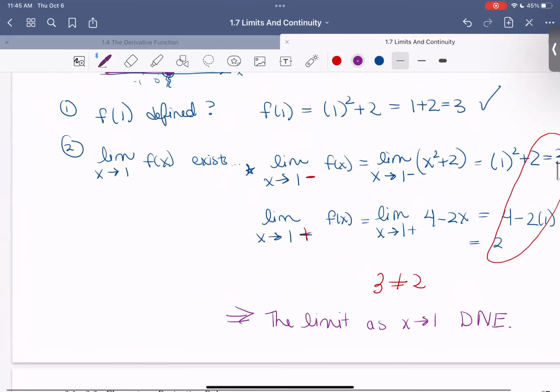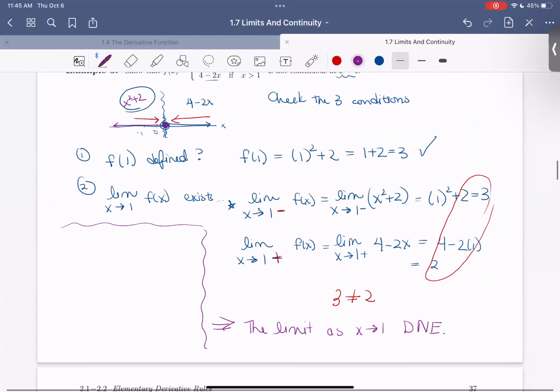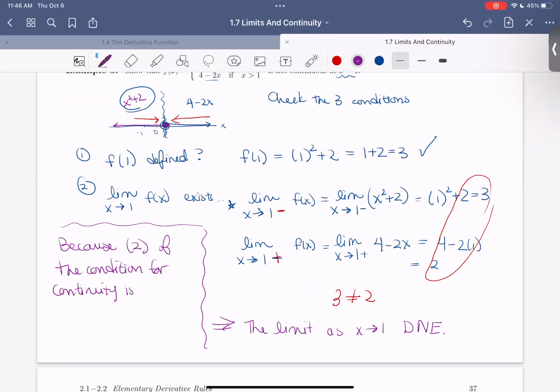So what can we conclude about the continuity of our function? Well, our graph is not continuous at x equals 1. So we can say because condition 2 for continuity is not met, our function f of x is not continuous at x equals 1.